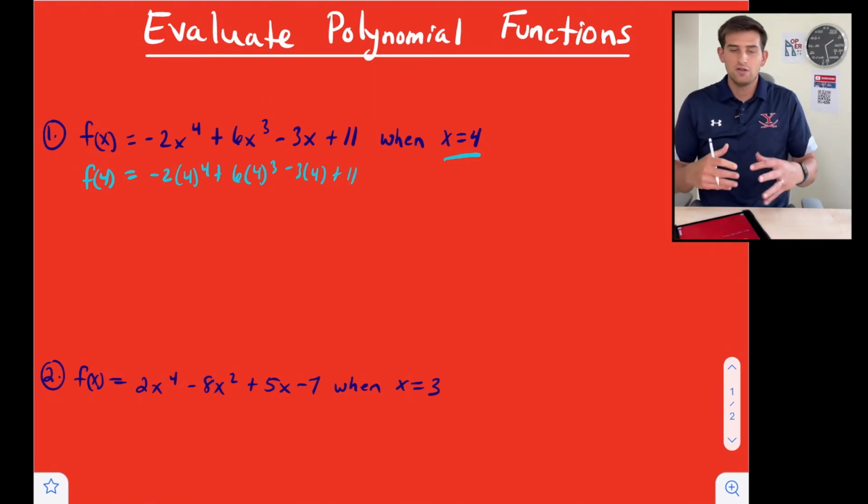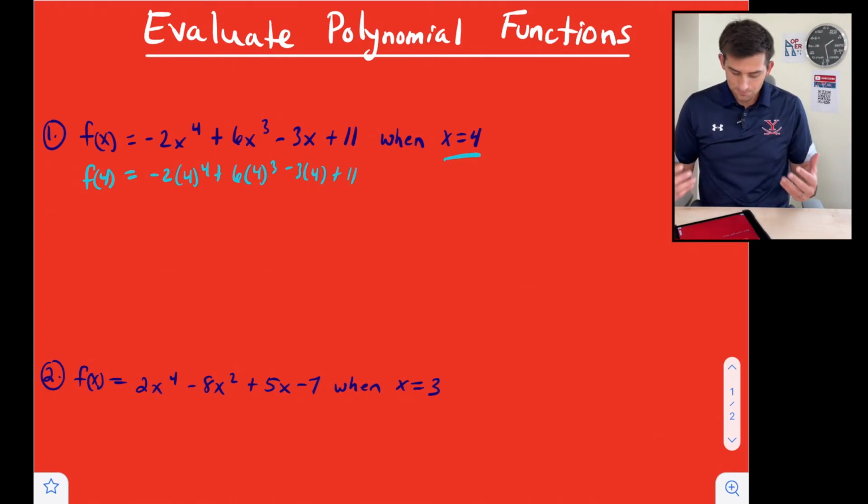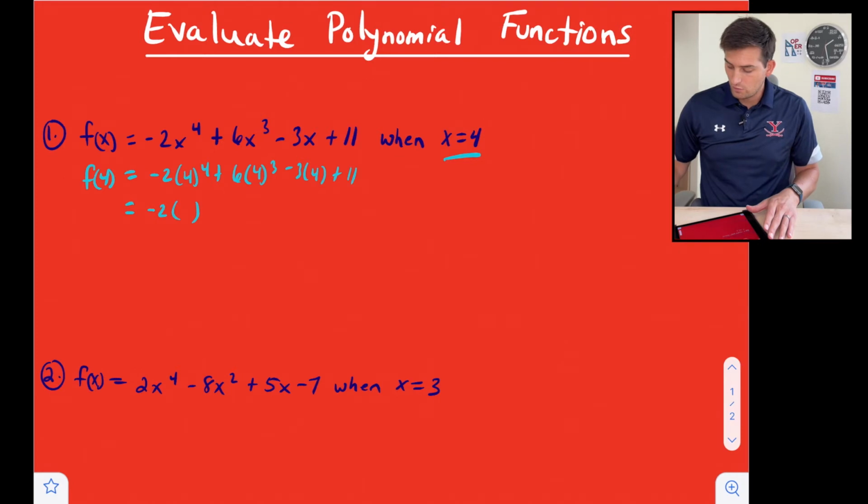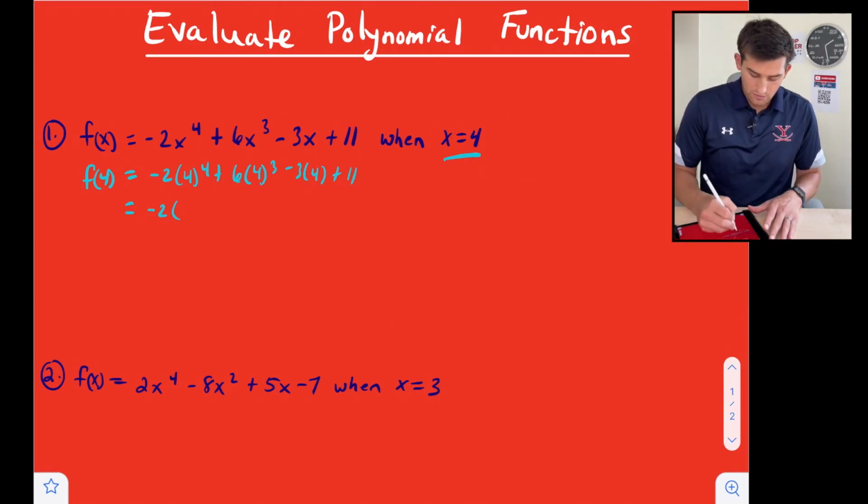From here you can go step by step, which I'm going to do in this video, or you might be able to combine some steps to make your work a little bit less. So I'm going to write my equal sign here, write my negative 2 right there, and do 4 to the fourth power, which gives me 256. So we'll write 256 right there, plus 6, and then 4 cubed is 64. And then 3 times 4 is 12, and then plus 11.